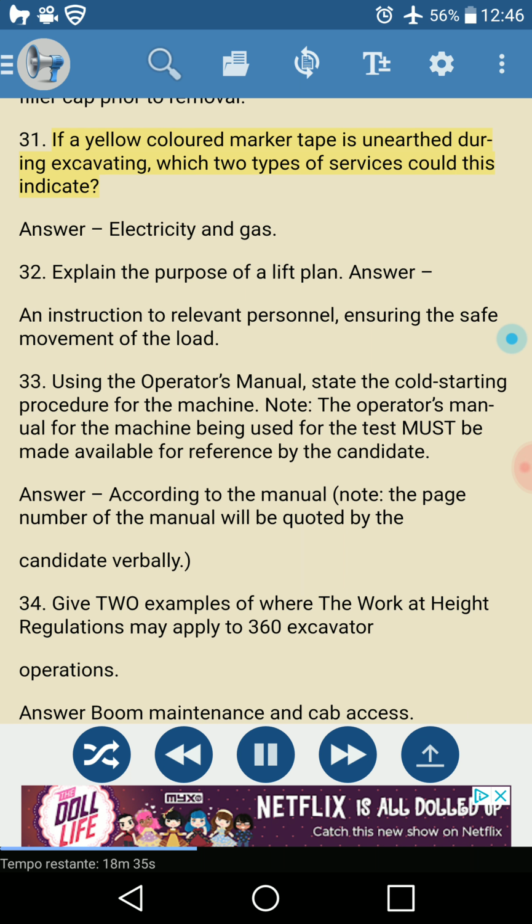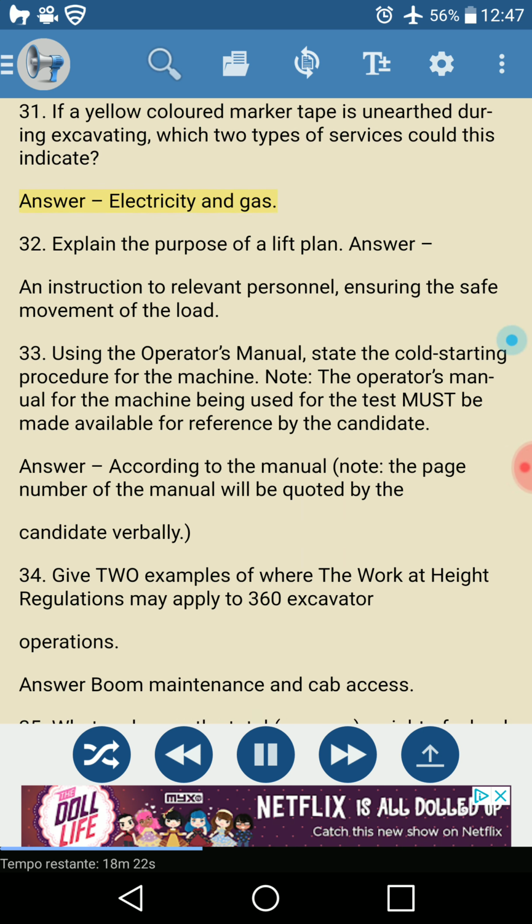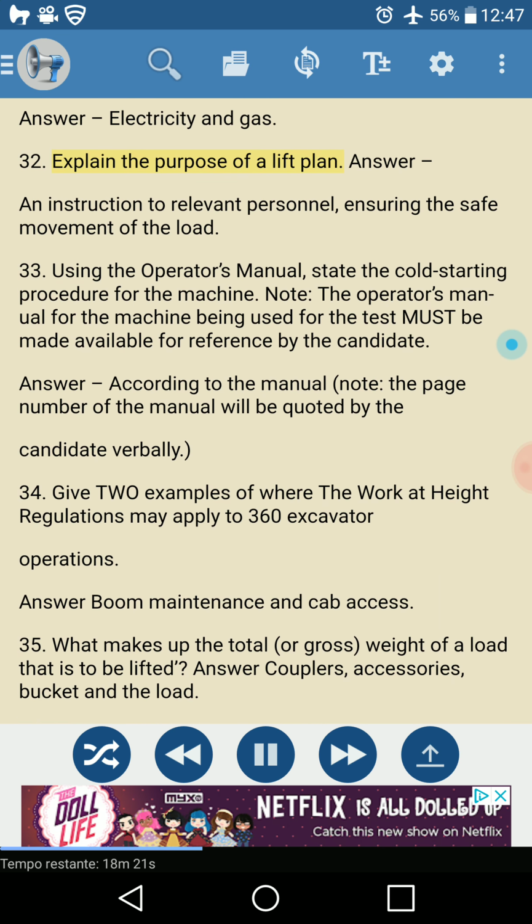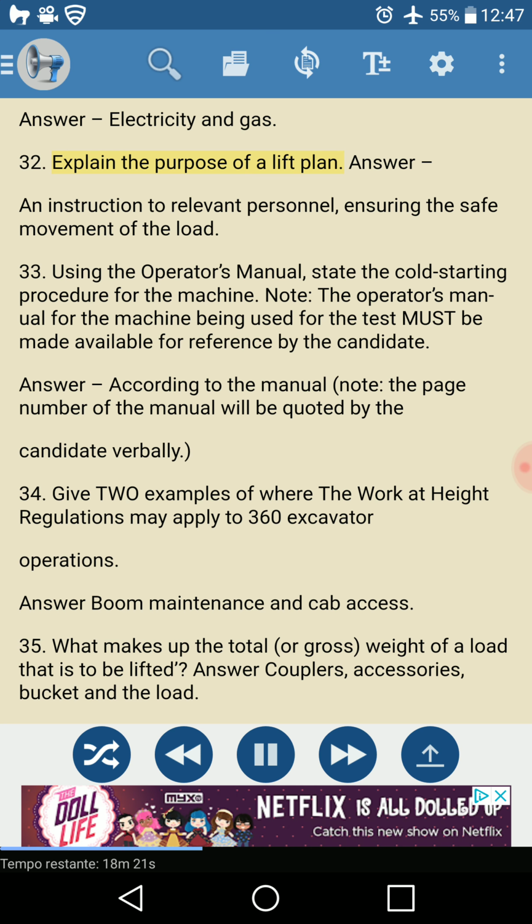31. If a yellow-colored marker tape is unearthed during excavating, which 2 types of services could this indicate? Answer. Electricity and gas. 32. Explain the purpose of a lift plan. Answer. An instruction to relevant personnel, ensuring the safe movement of the load.